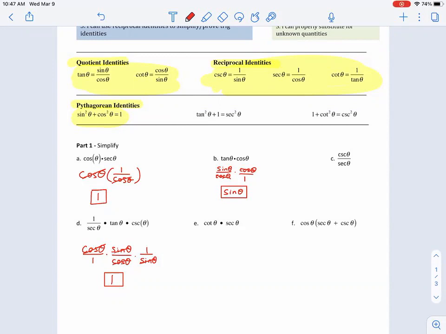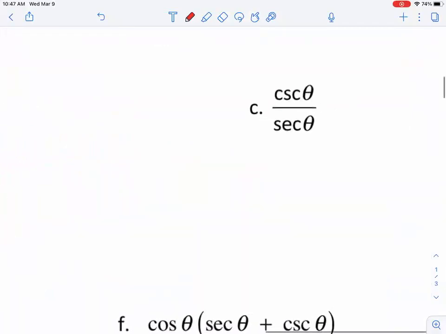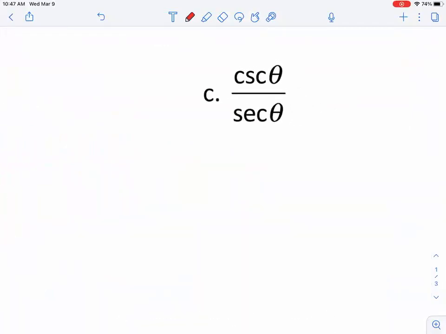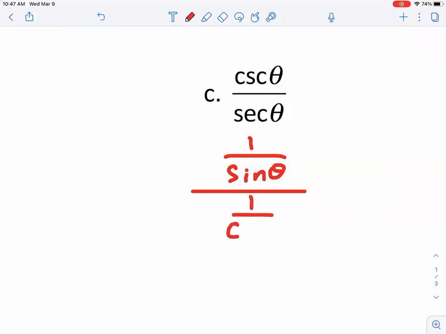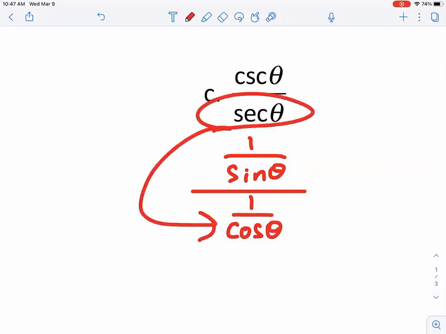The cosecant goes with the sine. It's the reciprocal of the sine. So I'm going to rewrite the top as 1 over sine theta. Okay, that's the cosecant. Now the secant is 1 over cosine. So I'm going to write that at the bottom as 1 over cosine theta.